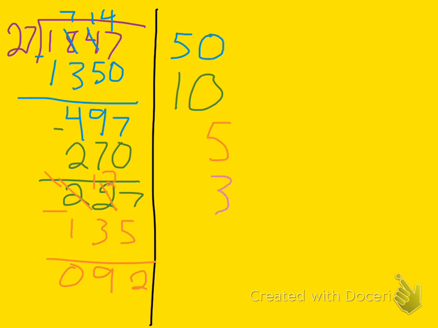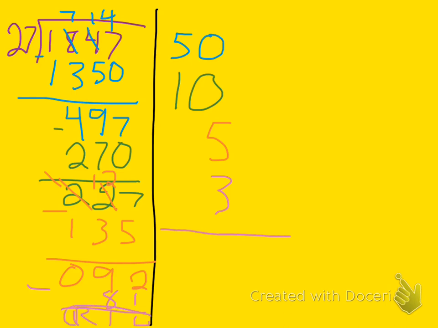Okay, now we figure out how many times can 27 fit inside 92. I know it can fit in 3 times because 3 times 27 equals 81. So we're going to write our 81 down below and subtract. Sorry, I'm running out of room. We're left with 11. Now 11 is smaller than 27, so I know that 27 cannot fit inside 11, which means 11 becomes our remainder.